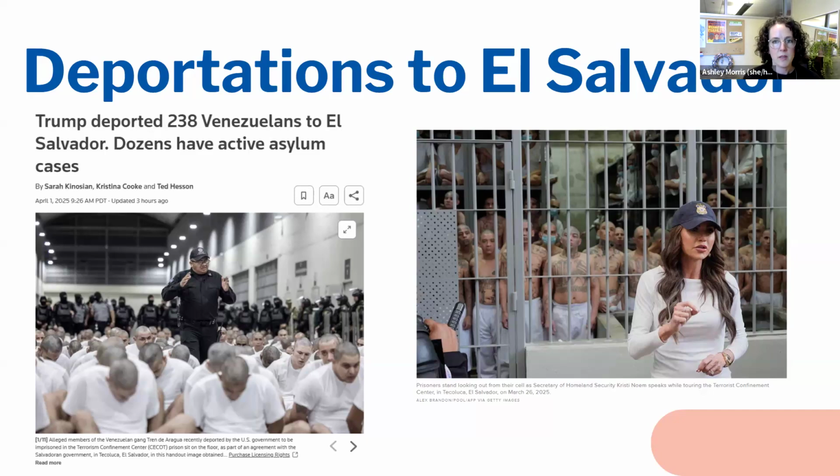You've probably seen or read in the news that the administration also refused to turn around two planes despite a judicial order to do so. Planes of people being transported to this prison. And you can see in these images just the incredible density of people being held in this Terrorism Confinement Center. While the administration has claimed that Venezuelan migrants are gang members, many news reports have raised questions about those claims.